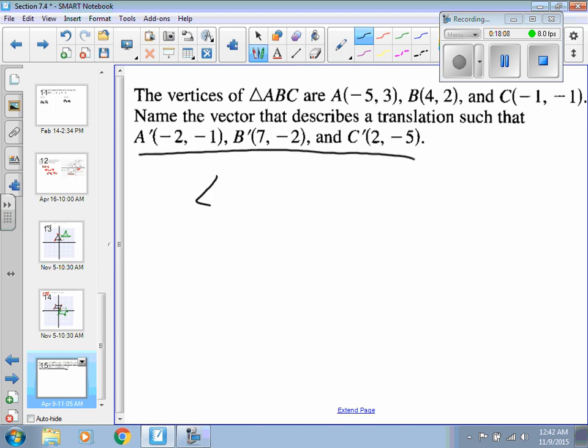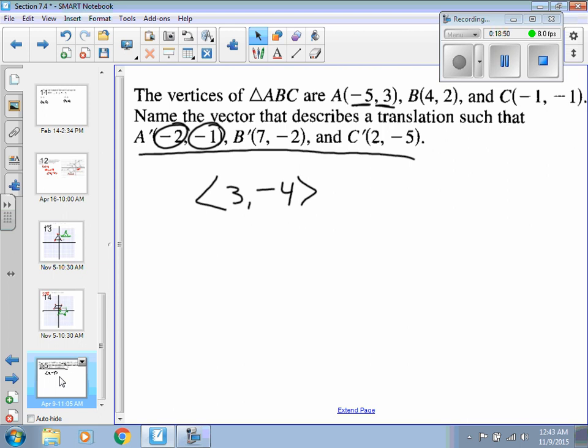So we're going to start with the first one, A. My x-coordinate for A is -5. My x-coordinate for A prime is -2. If I start at -5 and move to -2, which direction am I moving? Okay, moving right, and I'm moving 3 units. So the x-component of my vector is +3. My y-coordinate starts at 3 and ends at -1, which means we're moving which way? Okay, down, which means my y-component is negative, and 3 to -1 is going to give me 4. So my vector that maps that translation is (3, -4).